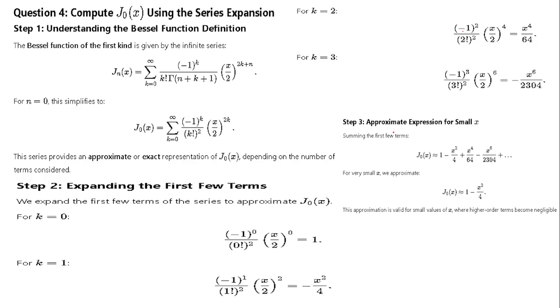So the approximation, now the third step is we carry the approximate expression for x, summing the first few terms. The first one is 1, which is this. The second one is x squared all over this, right? The third one is this. The fourth one is this. Are you with me? So we are summing.